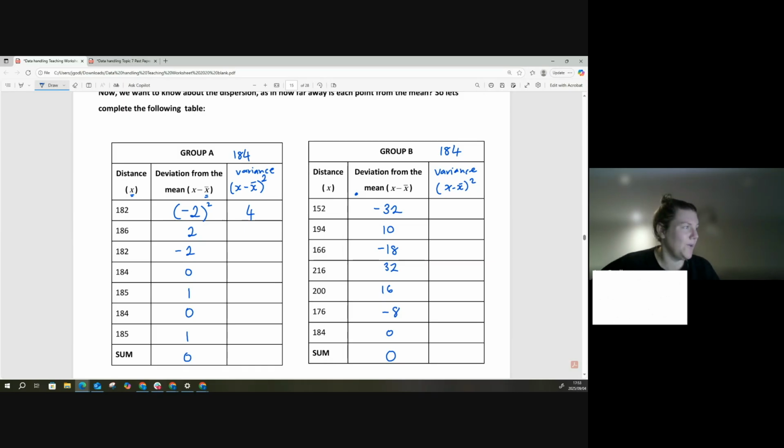Okay, so we have 4, 4, 4, 0, 1, 0, 1. And if I work out the sum for that, I get a sum of 14. Cool. Now we actually have a number. So this is great. We know our variance is 14. Cool. Let's do group B.